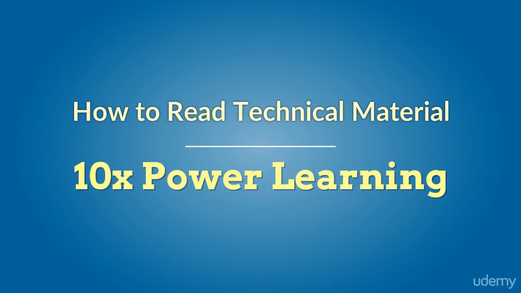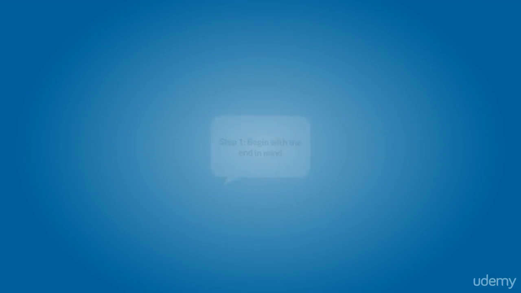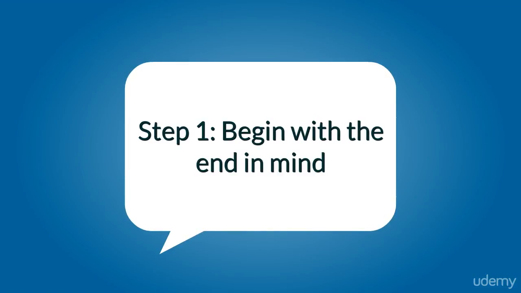Let's get started. These are the steps you have to follow to read a textbook. The same steps as the previous lesson. Begin with the end in mind, enter into the learning state, the alpha level, overview and preview, read and review. The first step, begin with the end in mind.